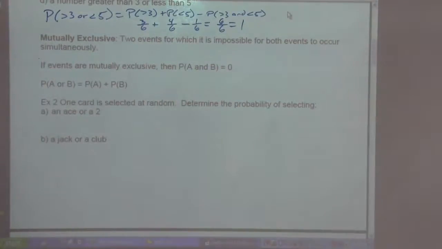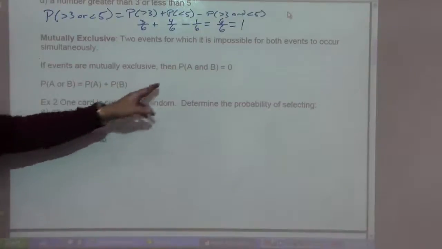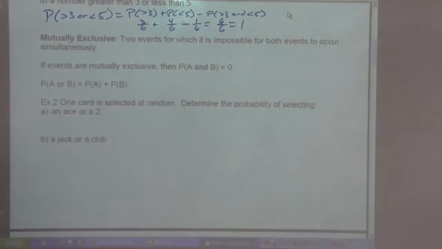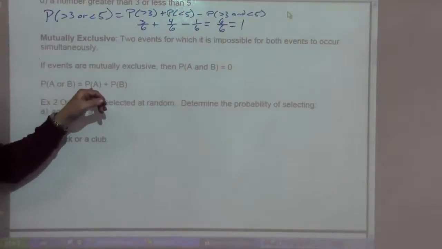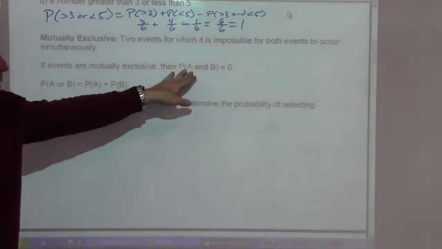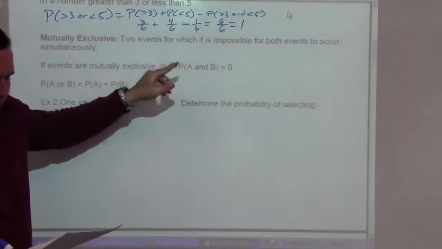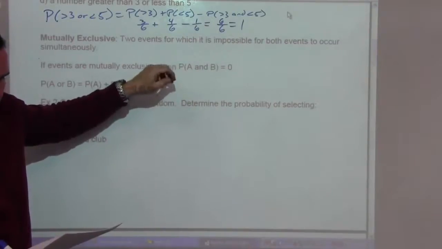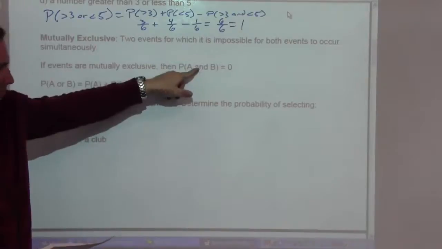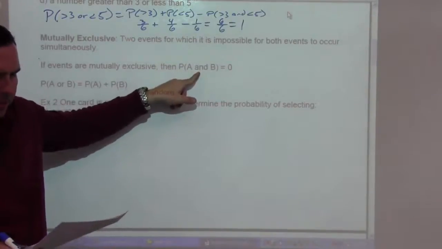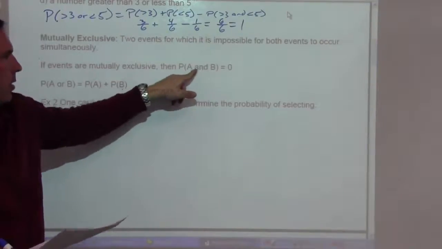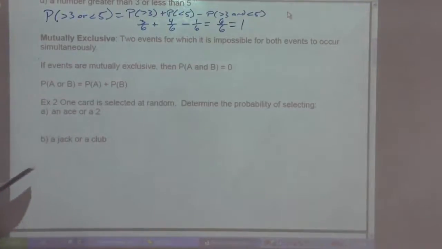Mutually exclusive: 2 events for which it is impossible for both events to occur simultaneously. If events are mutually exclusive, then the probability of A and B equals 0. So in that case, probability of A or B would just be the probability of A plus the probability of B. We saw this. We looked at a number being 2 or 5. They can't both occur. There's no way you could be 2 and 5. And when you're greater than 4 or less than 2, those are mutually exclusive events.